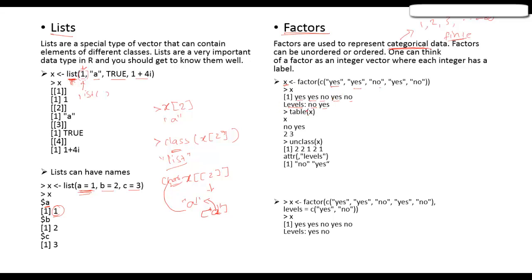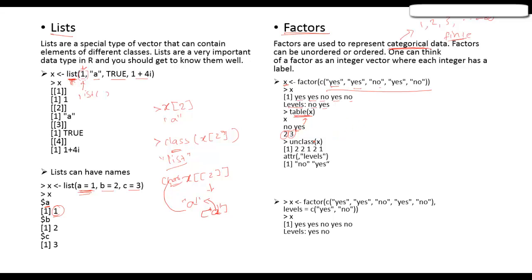Okay. And when we are using table with this x, what does table give? It gives us a very interesting result. It gives us, for each categorical output, how many times it occurred in your given vector. So the number of occurrences of each categorical output is given by table.